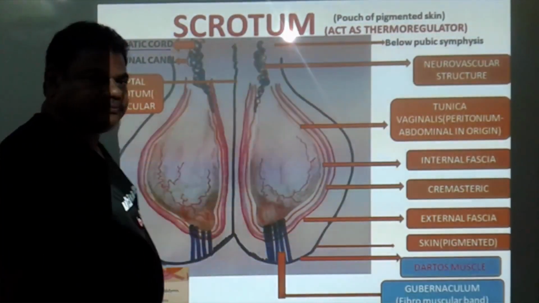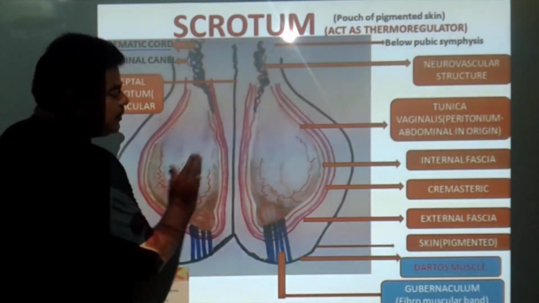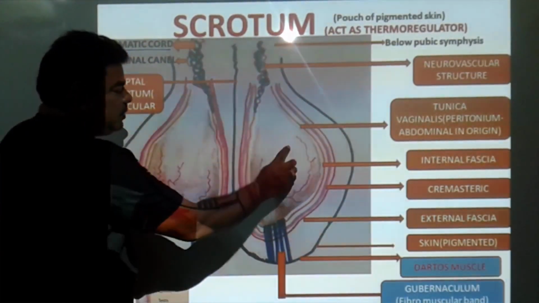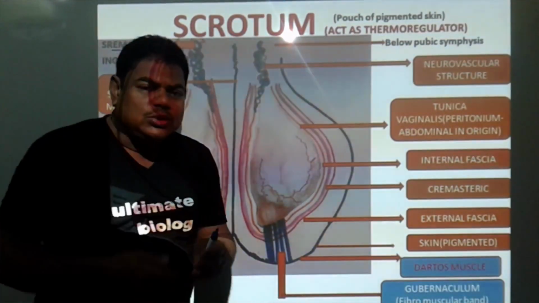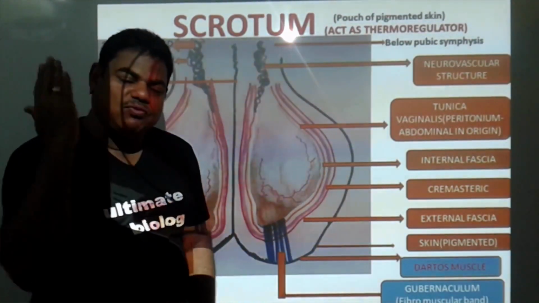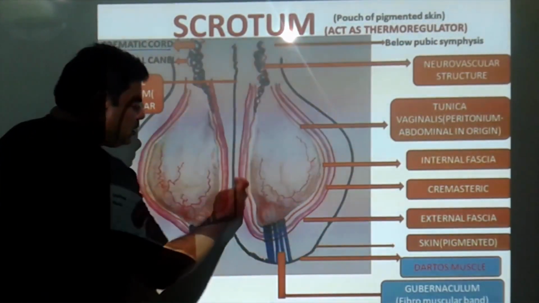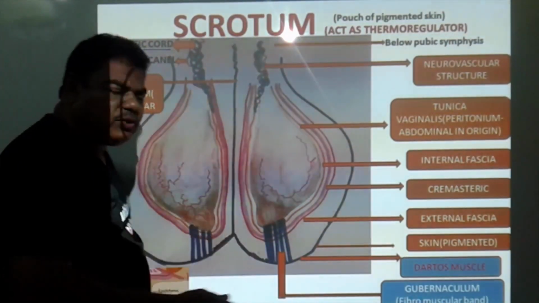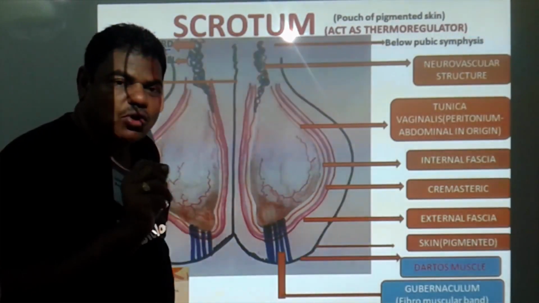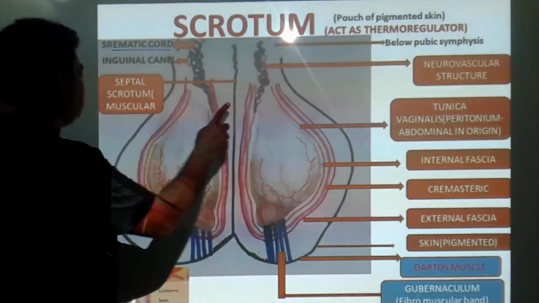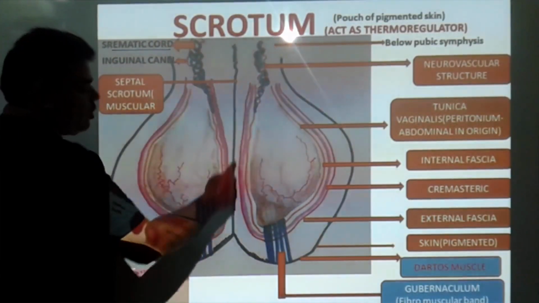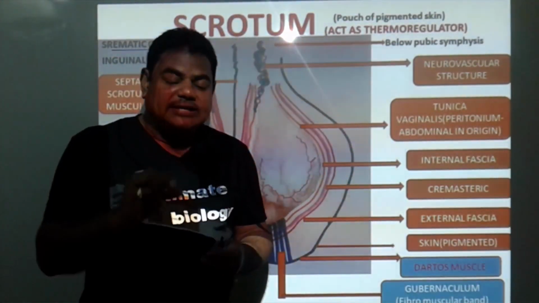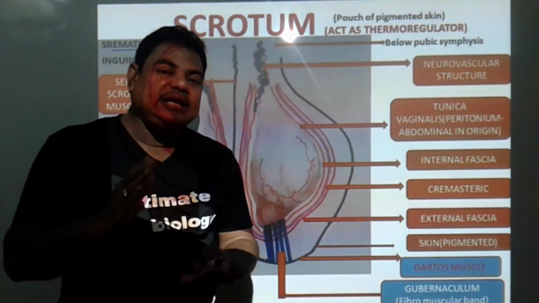Inside the scrotum, two testes are present, number 1 and number 2 like this. These two testes are separated by one wall. This one is the wall. We call it the septum scroti. And this wall is muscular. This wall again is made up of smooth muscles, and it is made up of connective tissue.